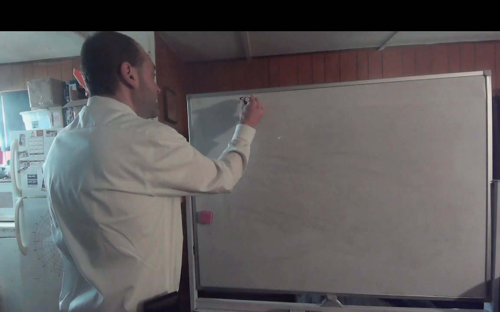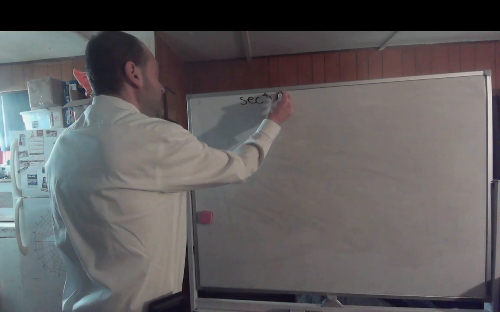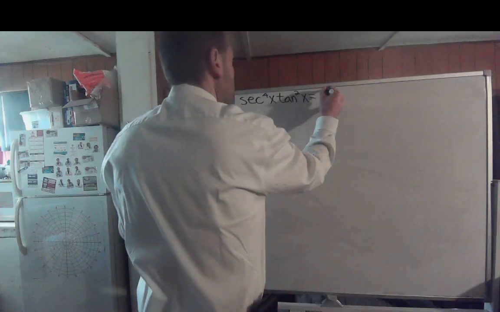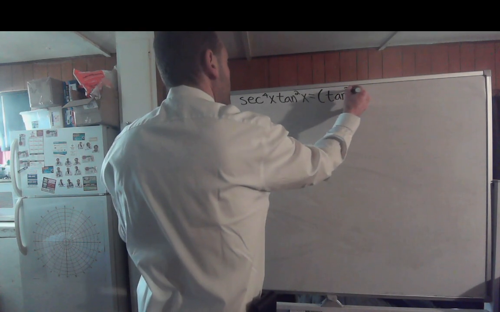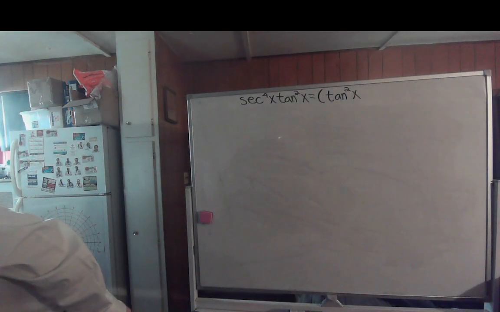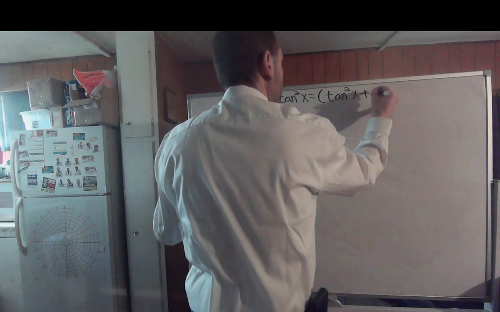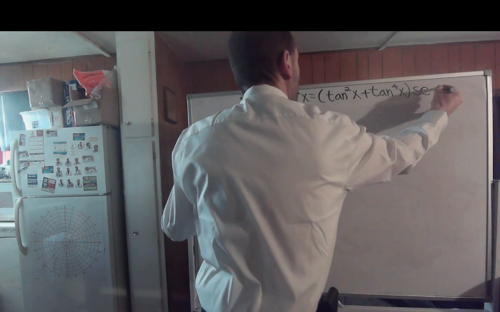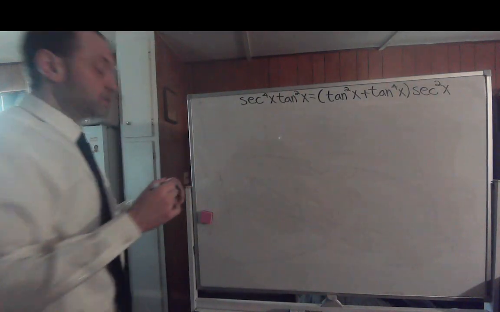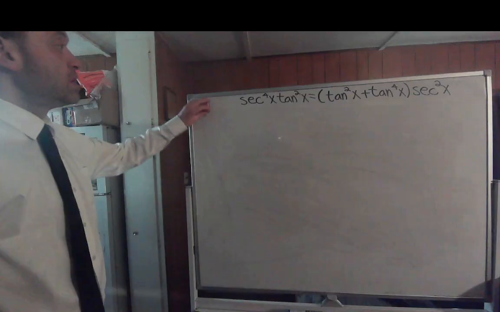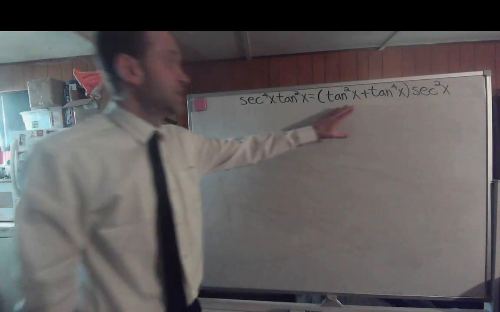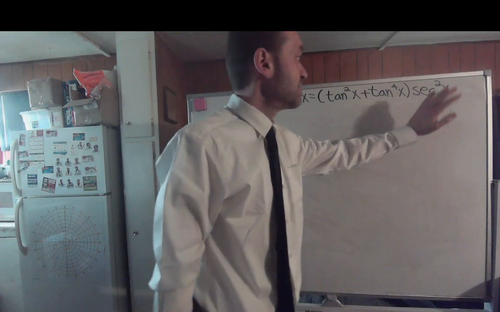We have to verify that secant to the fourth of x times tangent squared of x is equal to the tangent squared of x plus the tangent to the fourth of x, times the secant squared of x. So this one looks pretty bad, but we want to verify that secant to the fourth of x tangent squared of x equals the tangent squared of x plus tangent to the fourth of x times the secant squared of x.